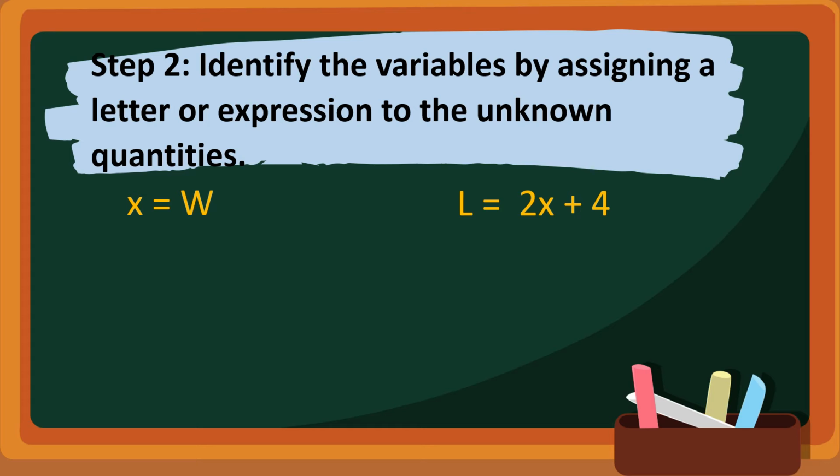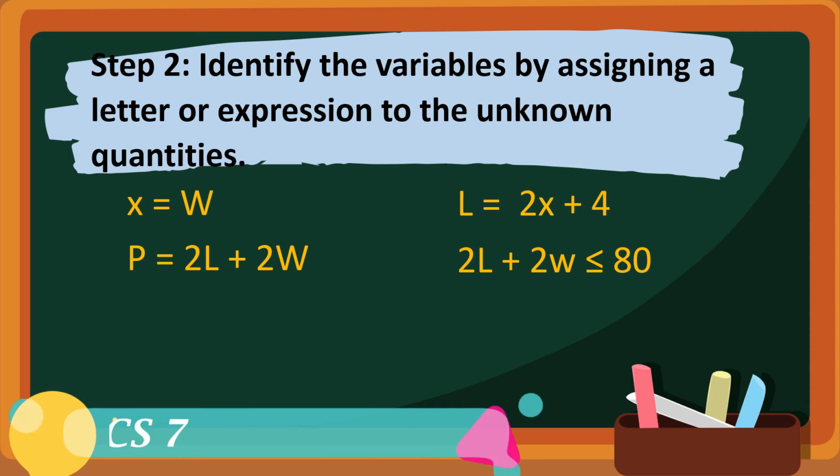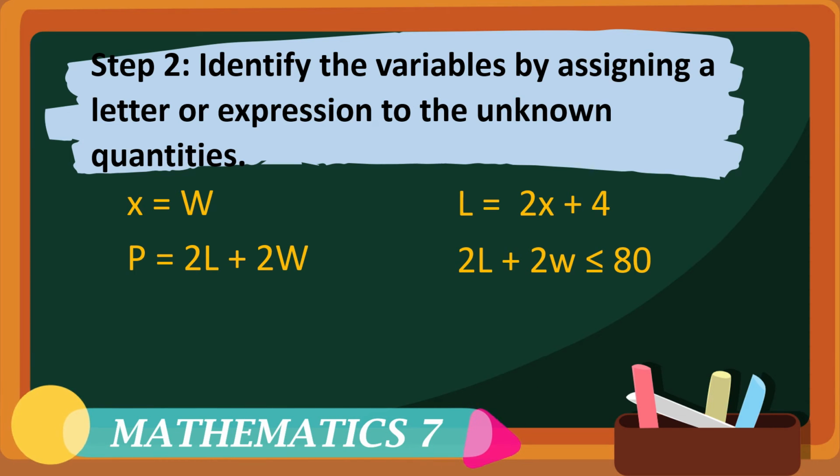The formula for the perimeter is P equals 2 times length plus 2 times width. However, in the problem, it must not be more than 80. In that case, 2 times length plus 2 times width is less than or equal to 80. The perimeter can be 80 but not more than 80.